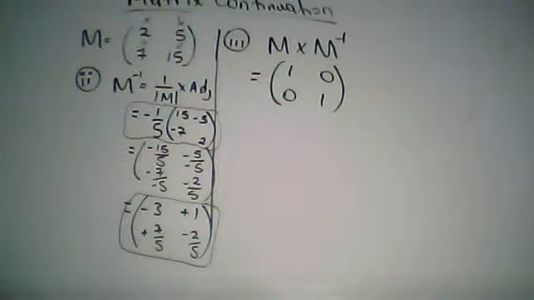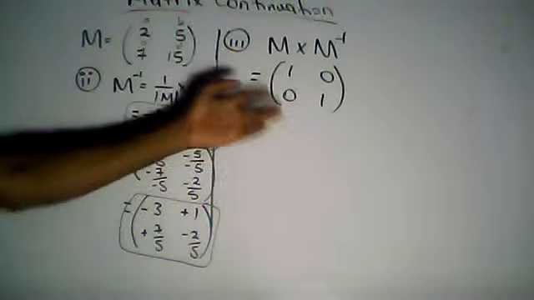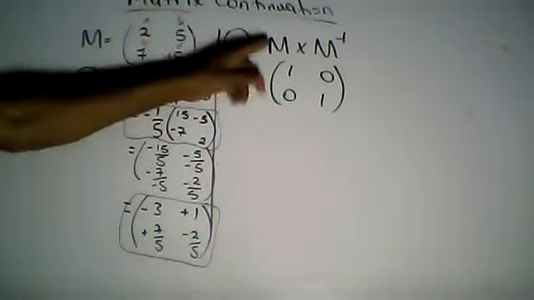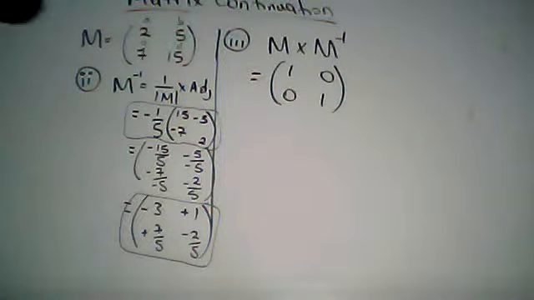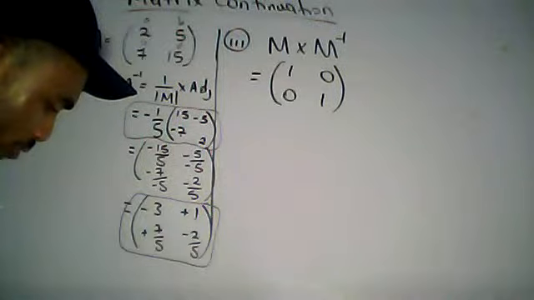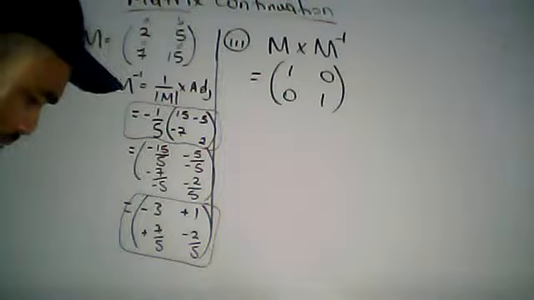That's the answer. Didn't say calculate anything. They say write down. That's the answer. So once you know that the matrix times its inverse is equal to the identity matrix, that's just write down the answer. All right. So what they say with the next question.